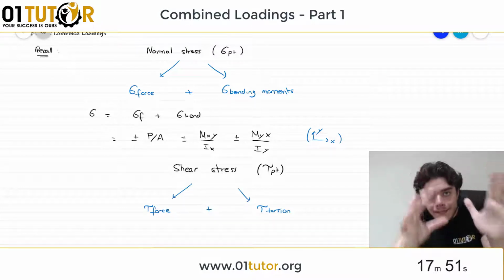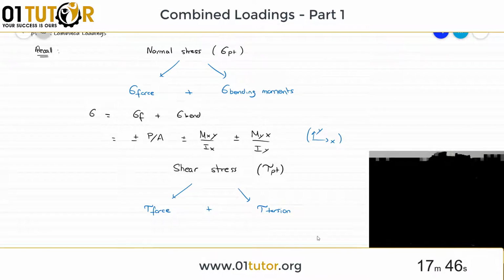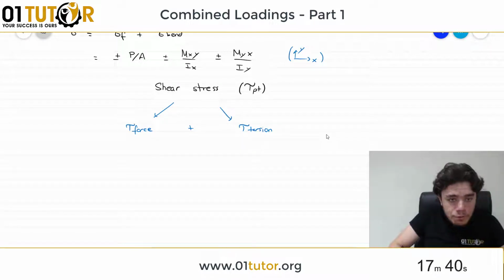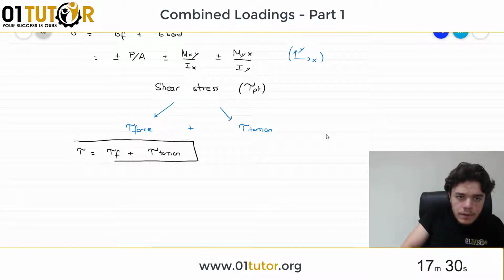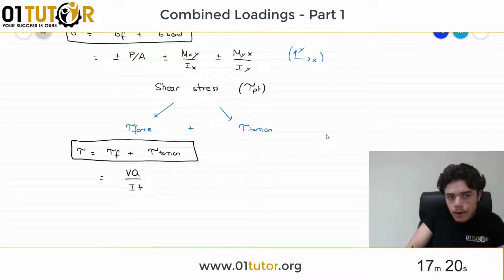Very important. Bending moments create normal stresses. Torsion creates shear stresses. And the shear stress at a certain point is equal to what's happening due to the force. So tau at a certain point is tau force plus tau torsion. Remember this, we're going to use it a lot. And tau force is VQ over It, plus or minus tau torsion, which is T rho over J.